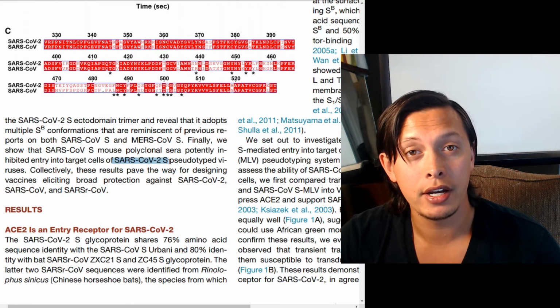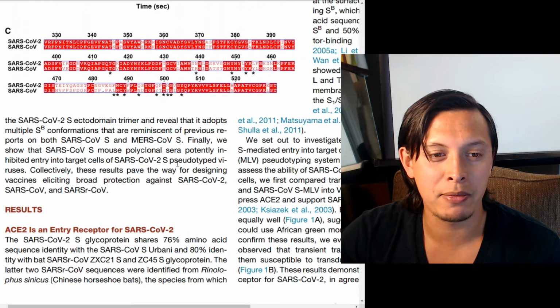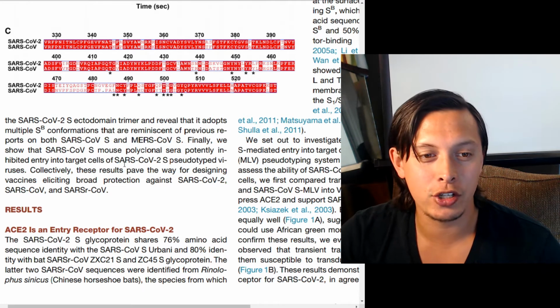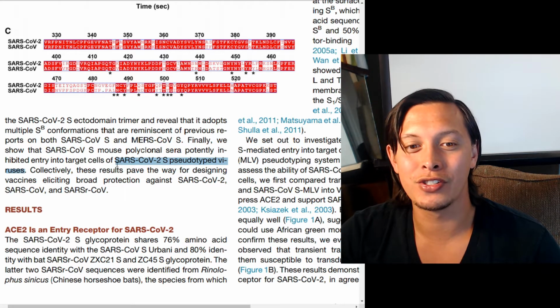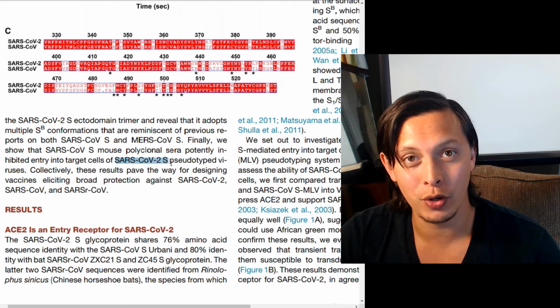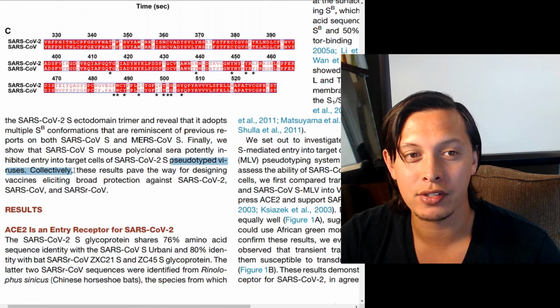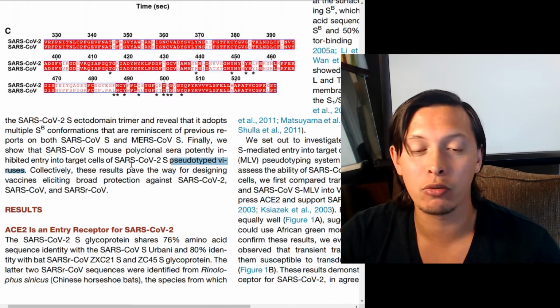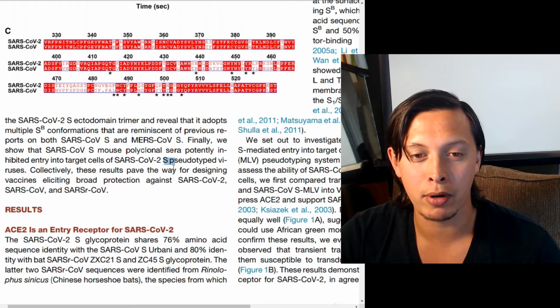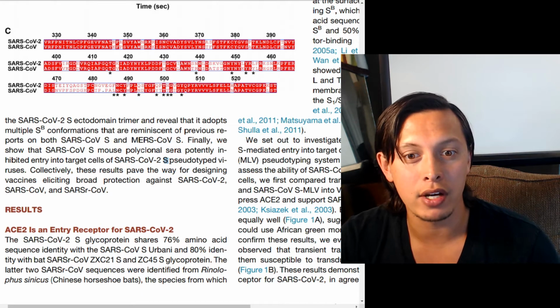SARS-CoV-2 spike protein. And they say pseudotyped viruses because they didn't actually use this highly pathogenic SARS-CoV-2. What they did was take a pseudotyped virus, a weakened virus that is completely unrelated to SARS-CoV-2, and then put in the spike protein of SARS-CoV-2 and test to see how effective it was at infecting.